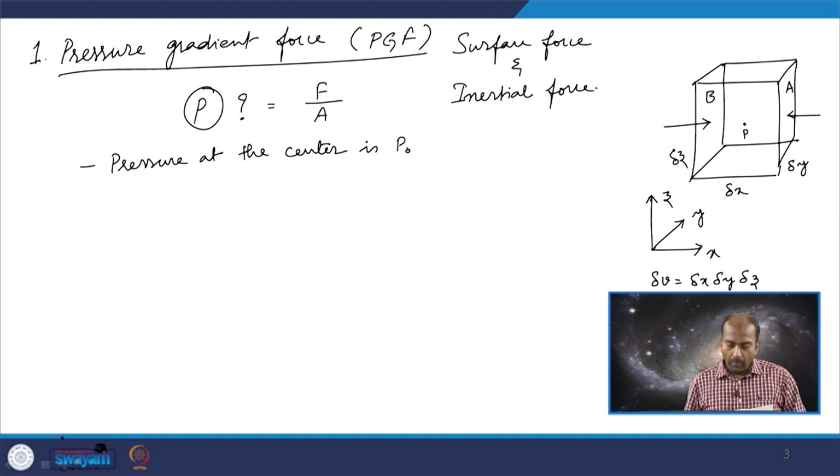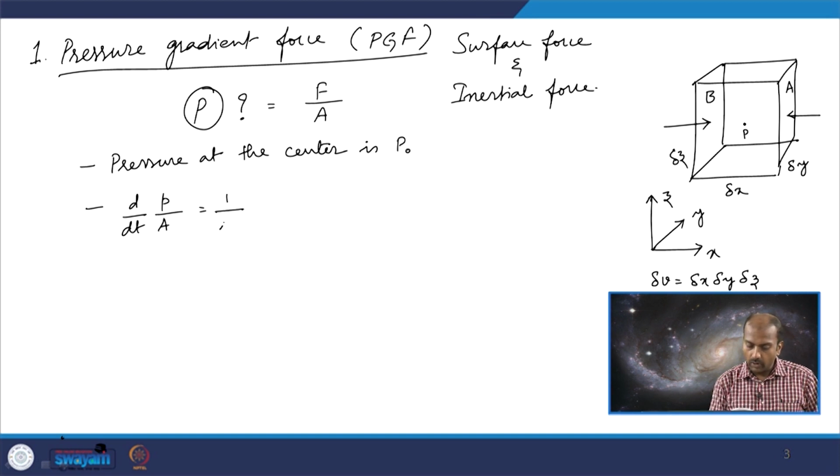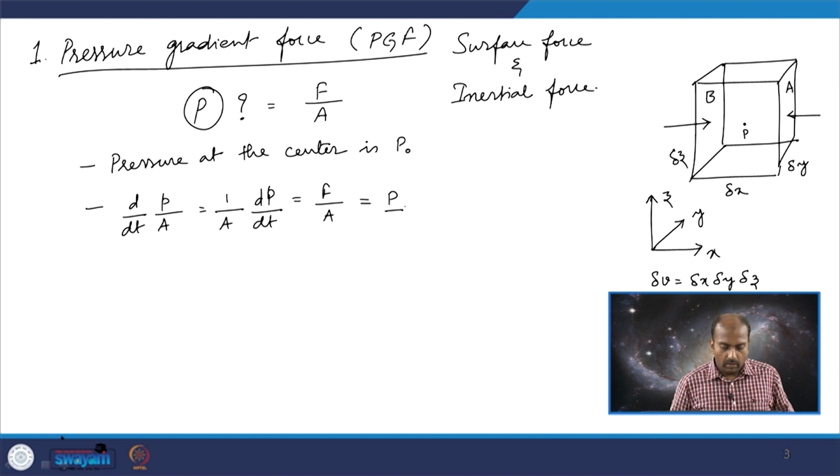Now, what is the transfer of momentum per unit area and per unit time? Let us say the momentum is small p, and per unit area, per unit time it is going to be written as 1 by A, dp by dt, which is nothing but the rate of change of momentum, which is the force, and force per unit area is the pressure. Here, P is the pressure and the small p that I have written is the momentum.